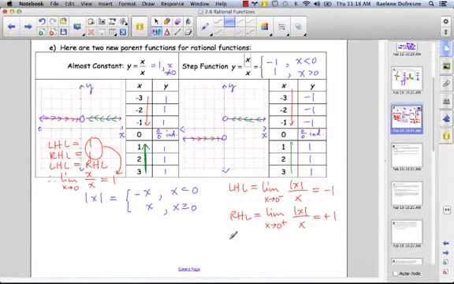And we say that because the left-hand limit does not equal the right-hand limit, the overall limit, or simply the limit as x approaches 0 of absolute value of x over x, does not exist. And we write does not exist as a backwards capital E with a slash through it.